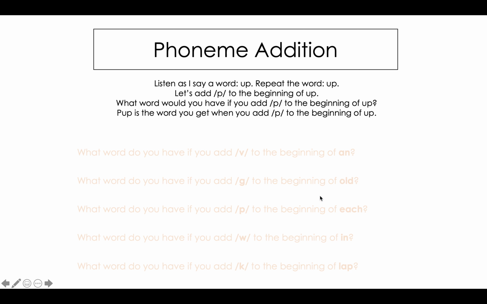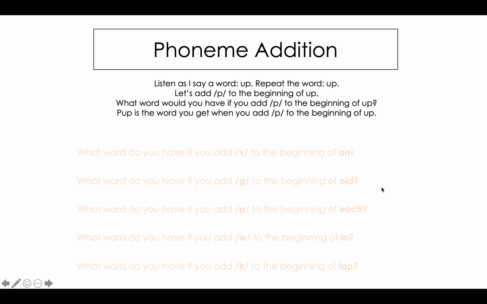Listen as I say the word up. Say it with me. Up. If we add p to the beginning of up, what word do we have now? We have the word pup. Great work. The next word is an. Say it with me. An. If we add v to the beginning of an, what word do we have now? You got it. It's the word van.